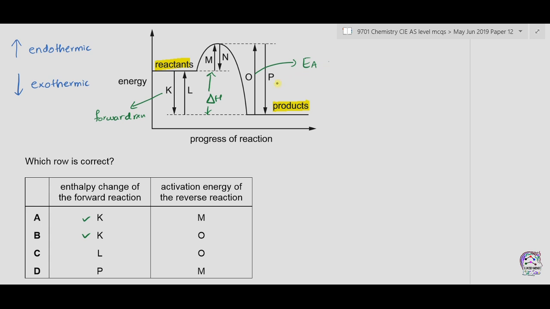You must also remember that the arrow of the activation energy is always in upward direction. So therefore O is correct. So the correct option is B.